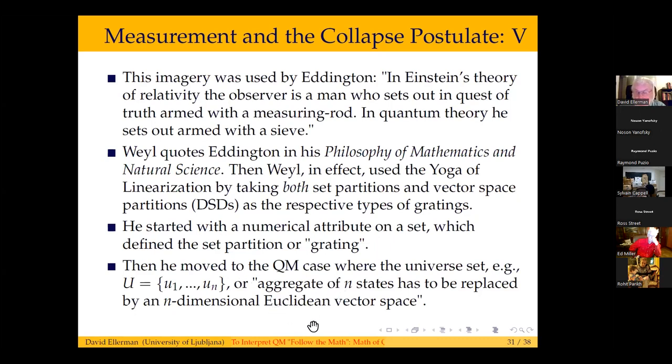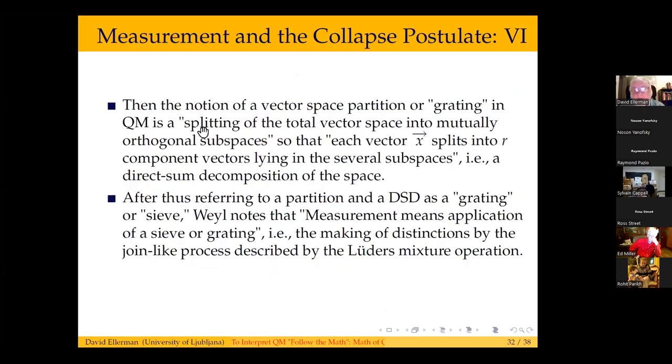And he's using Euclidean here, I think, in the older sense, which we would now call inner product space. Not the way Euclidean is used these days, just the way we don't call sets aggregates anymore either. And then he goes on. The notion of a vector space partition or grating is a splitting of the total vector space into mutually orthogonal subspaces, so that each vector splits into component vectors lying in the several subspaces. And that's exactly the definition of a direct sum decomposition.